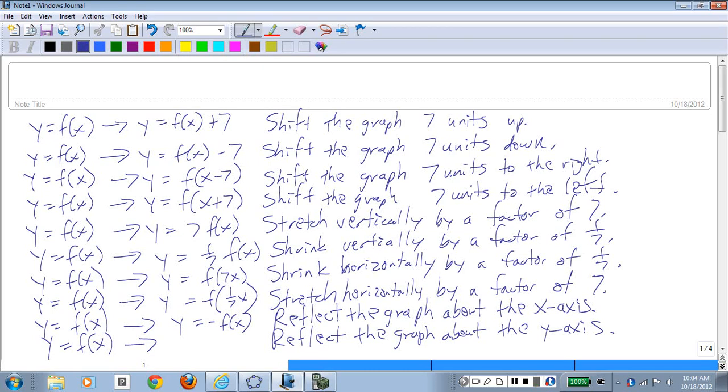X's are positive over here, but negative over there, negative over here, positive over here. So we change the sign of every x coordinate. To make that happen, the negative that we're going to put in here has to be closely associated with the x. So what we're going to do is substitute negative x for x wherever we see an x. When we do that, that will reflect the graph about the y-axis.